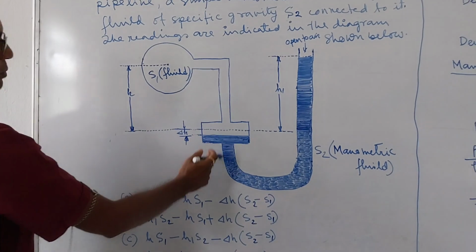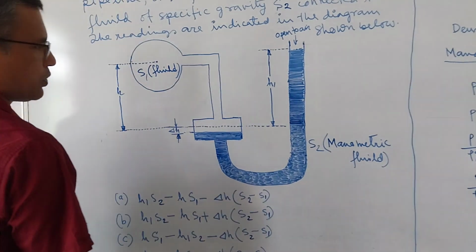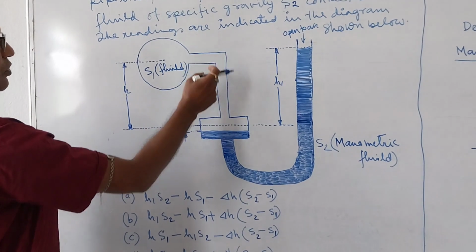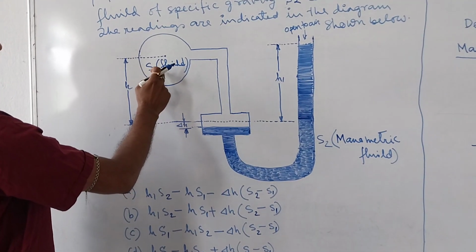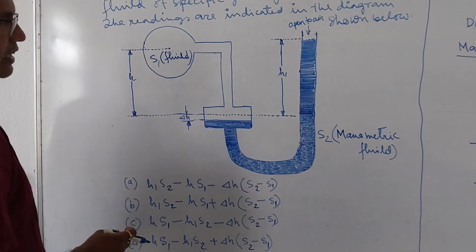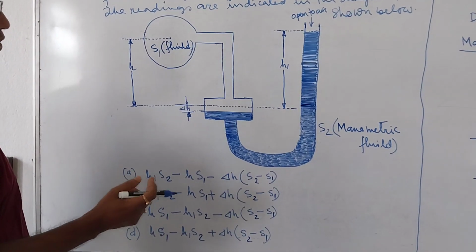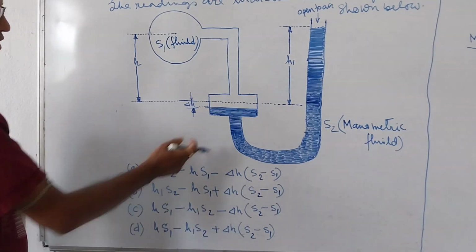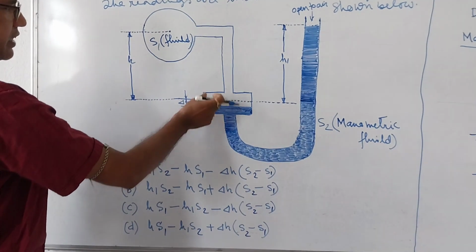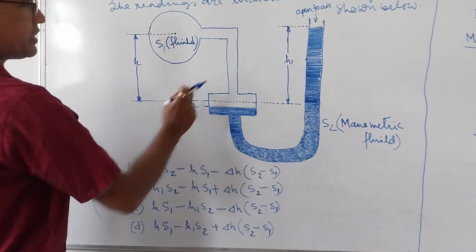Now this is a simple manometer. S2 is the manometric fluid, and S2 is the specific gravity of that fluid. Now this is a pipe which is connected to the manometer, and fluid of specific gravity S1 is flowing through the pipeline. For this type of problem, we have to keep one thing in mind: at which point the pressure is equal. This is the manometric fluid, and in between there is a chamber. Now this dimension is given, small h1 is the rise of liquid in the chamber.